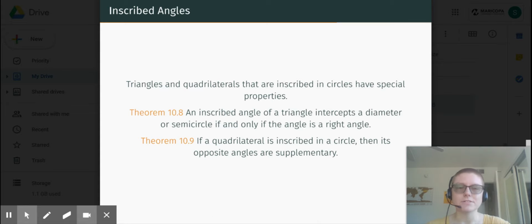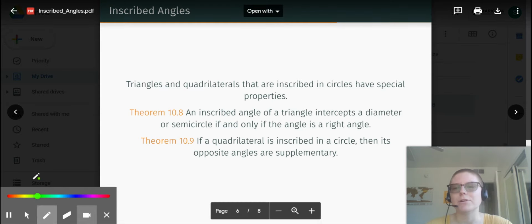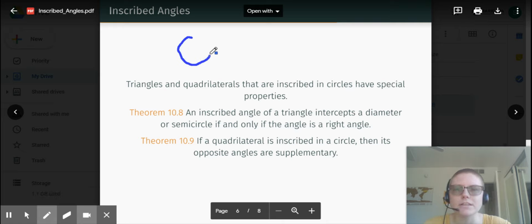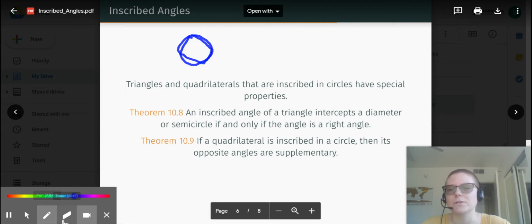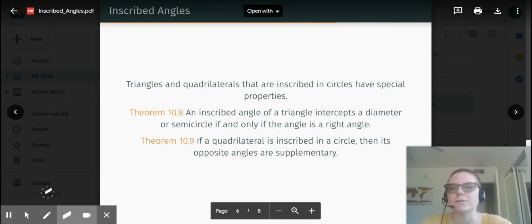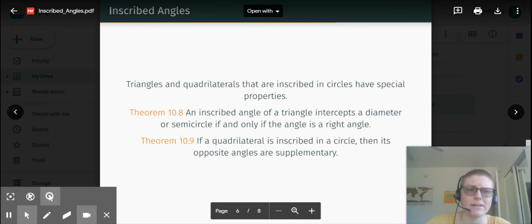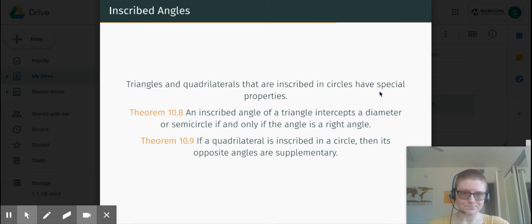Triangles and quadrilaterals that are inscribed in circles. And remember, an inscribed polygon is just a polygon drawn inside the circle so that all of its vertices, its corners, touch the edge. That was a very bad example because my quadrilateral goes outside the circle. But we did talk about this right before spring break, what inscribed means.